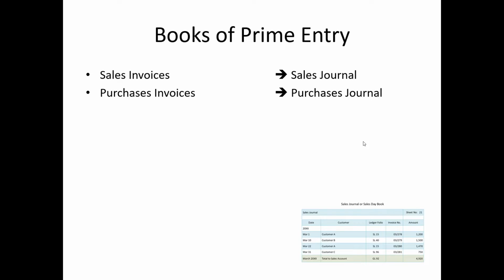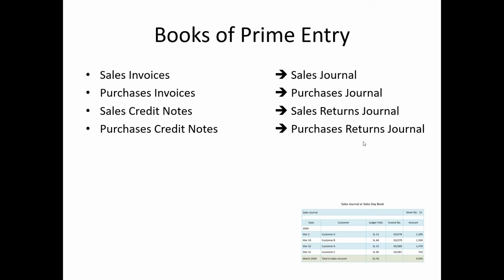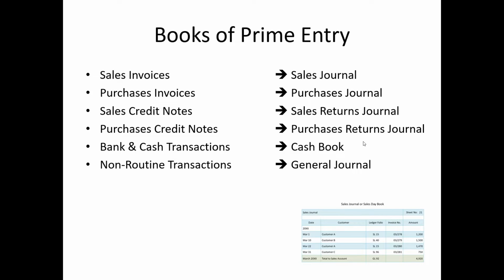Purchase invoices are entered into something called the purchases journal. We've got sales credit notes that are going to be entered into the sales returns journal. Purchase credit notes are entered into the purchase returns journal. Bank and cash transactions will be entered into the cash book. And any non-routine transactions, things like correcting errors and contra entries, which we'll learn about later on, are going to be entered into something called the general journal. So you've got 6 books of prime entry that you need to learn about. We're concentrating on the first 4 in today's session.